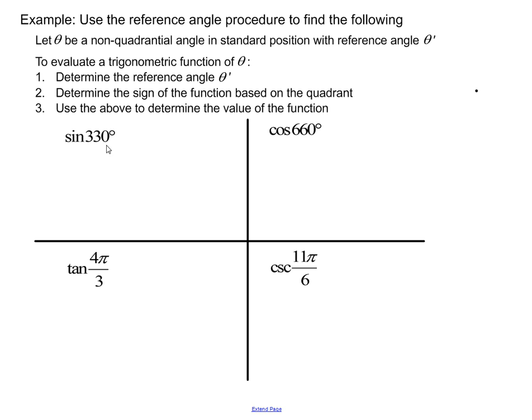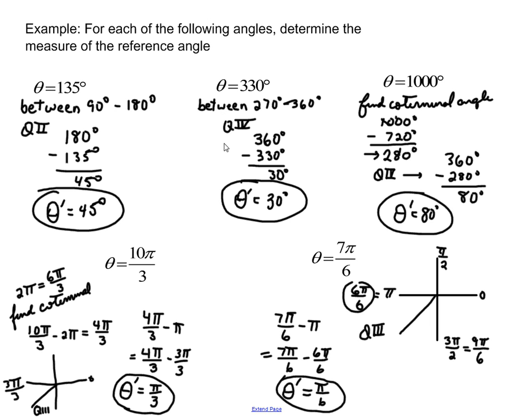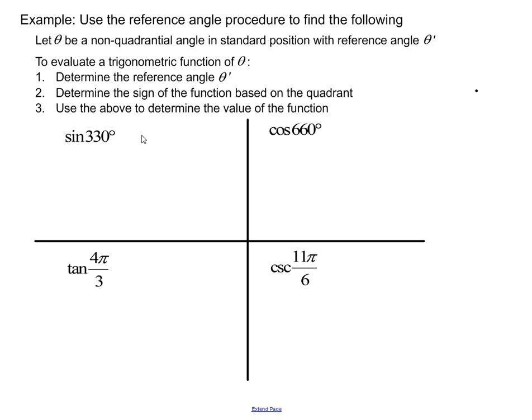All right, so we just looked at 330 degrees, and we determined that 330 degrees is in quadrant 4. Okay, so we are an angle in quadrant 4, which means the following items. Number one, our reference angle is equal to 30 degrees. Secondly, in quadrant 4, we know that sine is negative. So we should be getting a negative value.